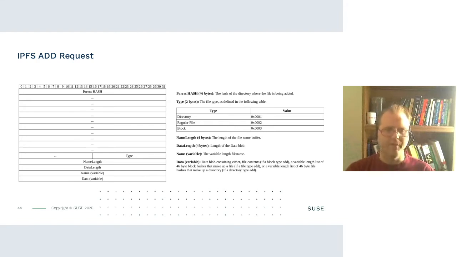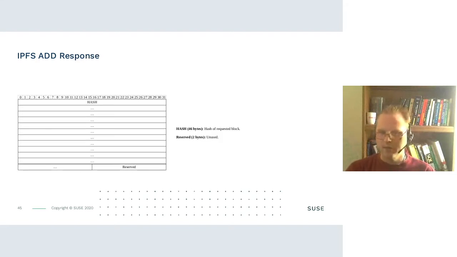You also notice there's a parent hash value. This is really irrelevant to real IPFS. I added this only for testing so I could nest all of the test uploads that I'm doing under a specific hash that I could easily pull up. And so you can ignore that.